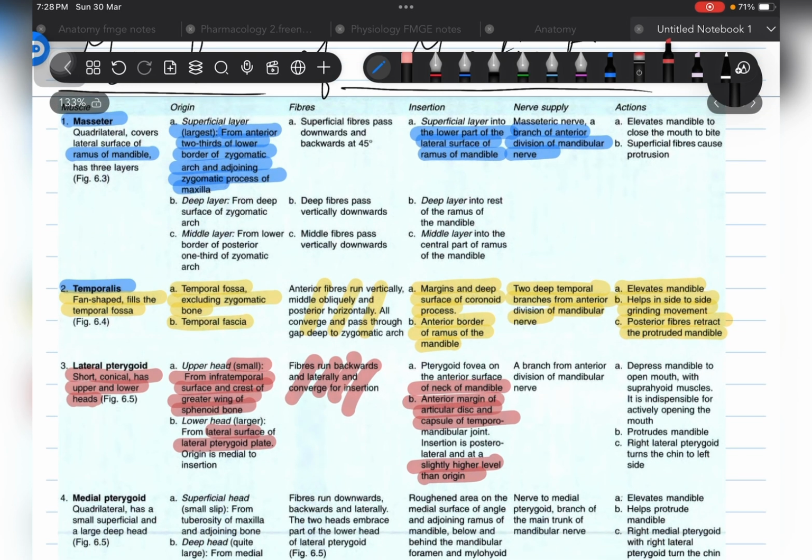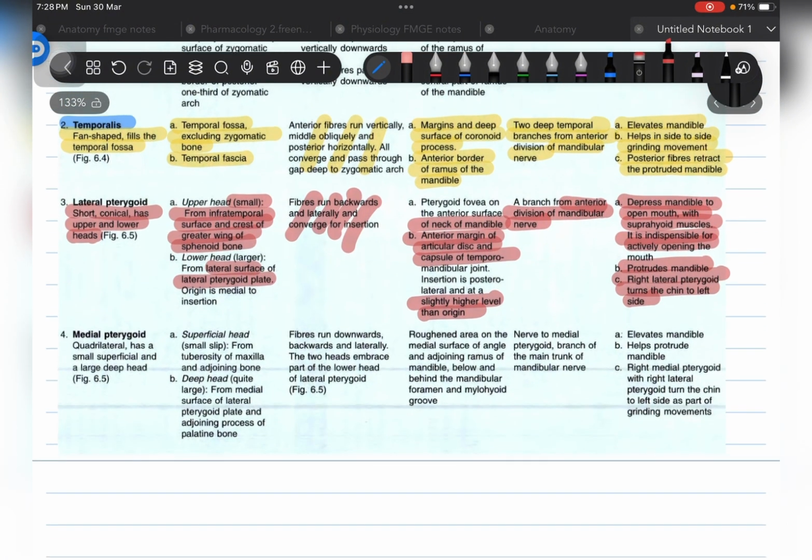Now, the nerve supply includes a branch from anterior division of mandibular nerve, and the action of lateral pterygoid is to depress mandible to open mouth with suprahyoid muscles. It is indispensable for active opening of the mouth, and it protrudes mandible. The other action is right lateral pterygoid turns the chin to left side.